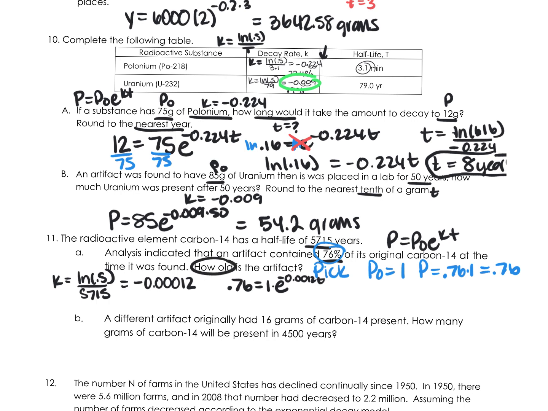So we'll start by dividing by 1. That's not going to really change much, so we'll still have 0.76 is equal to e to the negative 0.00012. I think I left out a 0 here. Then we'll ln both sides. And we'll have ln of 0.76 is equal to negative 0.00012 t. And we'll divide by negative 0.00012. And we'll get t is equal to 2,287 years old.